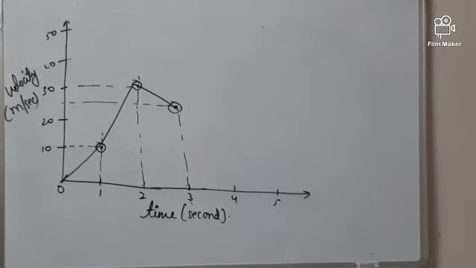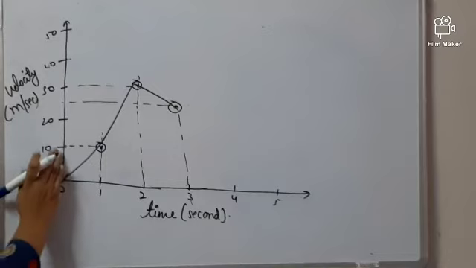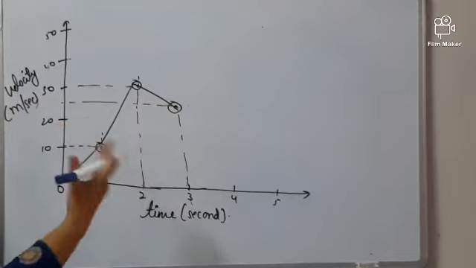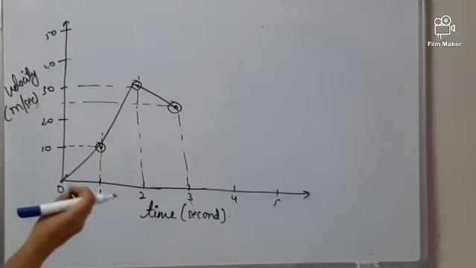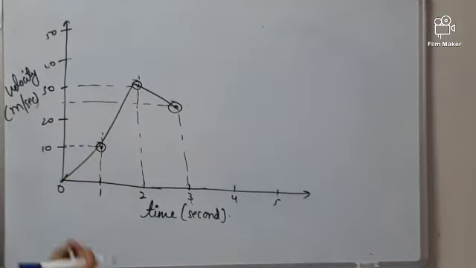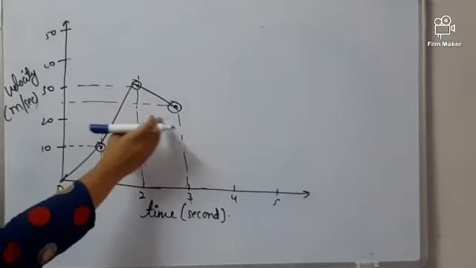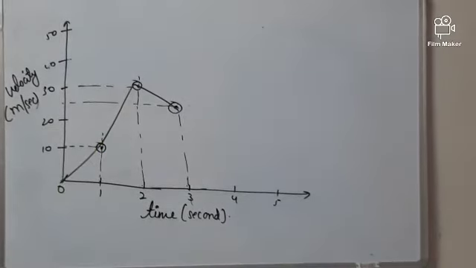This kind of motion, we say it is accelerated motion, because the velocity keeps on changing. First it is 10, then it is 30, then it is 25. So there is a change in velocity, but there is no uniformity in it. So we say it is accelerated motion, but non-uniformly accelerated motion.